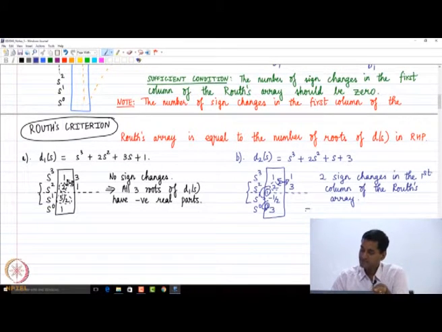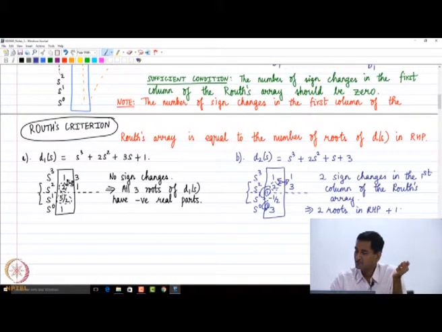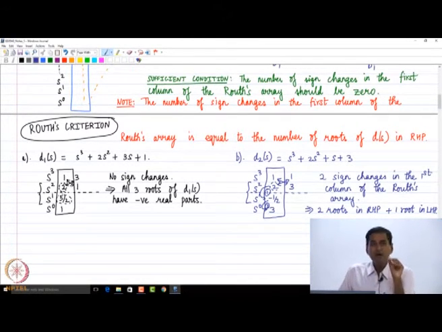So this implies that there are 2 roots in the RHP, and obviously where should the third root be? In the LHP, right? So plus 1 root in the LHP. Okay? Yes, please. Why not? Yes, that's a good point. How come, like in this example, we are sure that it's not on the j omega axis?